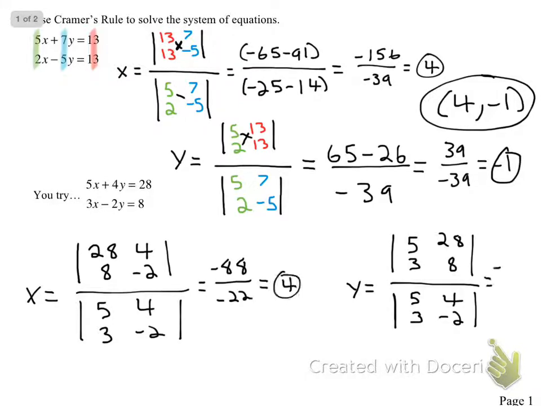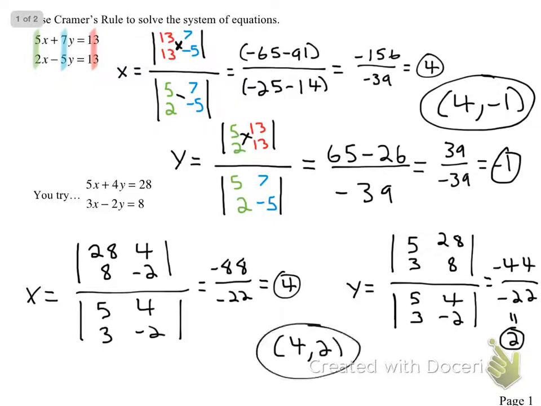Again, this all works together. If we graphed, the point of intersection would be at 4, negative 1.